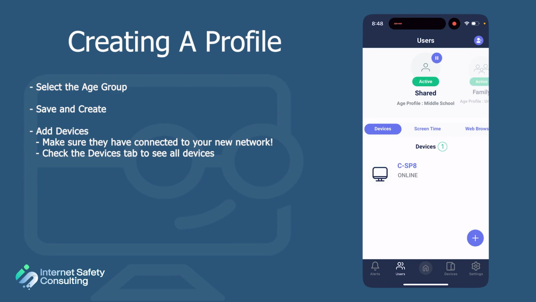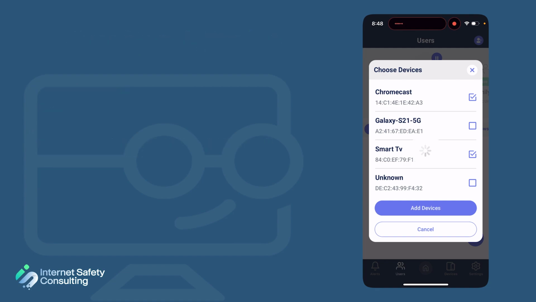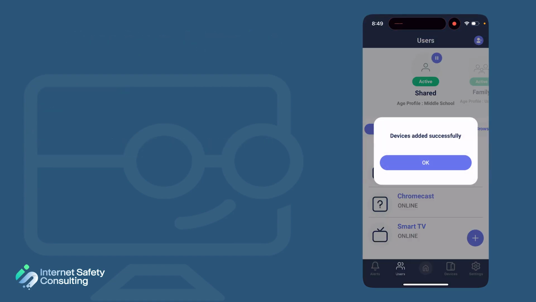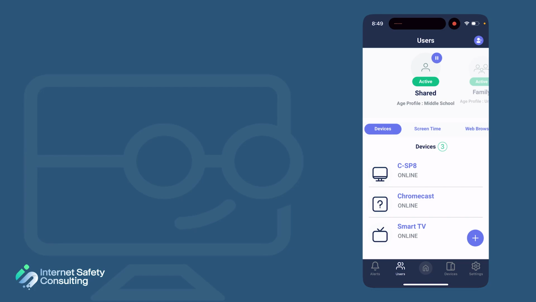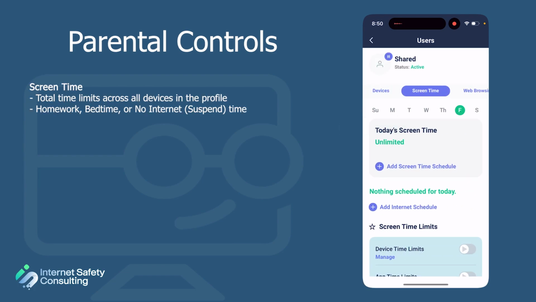I'll also click the plus button and add a few more, like the smart TV that I want in my shared profile. So under each profile is where you're going to manage all of your parental controls that are available to you on Gryphon. The first thing we'll do is click the Screen Time tab right in the middle of the screen. Here is where we can set up our screen time options.